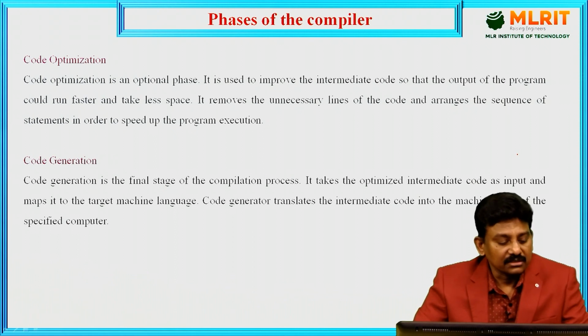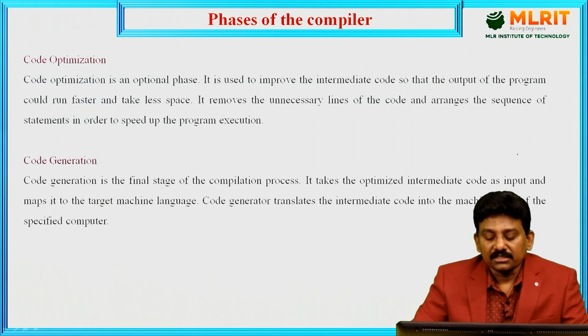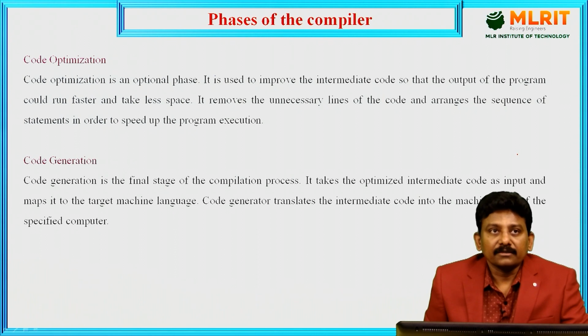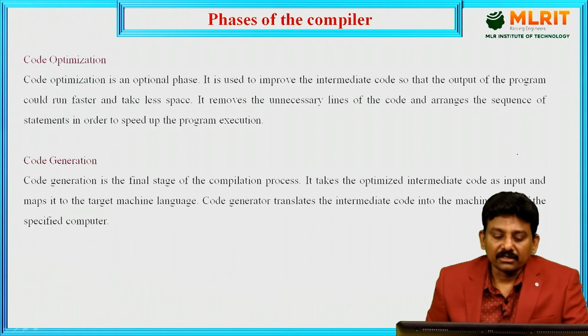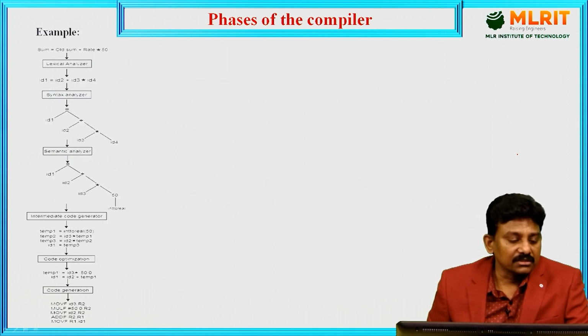Next, code generation. Code generation is the final stage of the compilation process. It takes the optimized intermediate code as input and maps it to the target machine language. Code generator translates the intermediate code into the machine code of the specified computer. Here, the code generator is the last phase of the compiler. It takes the intermediate code as input and produces the target code as output. Target code may be machine code or assembly code. So, if the target code is assembly code, we need to convert the assembly code into machine code by using an assembler.